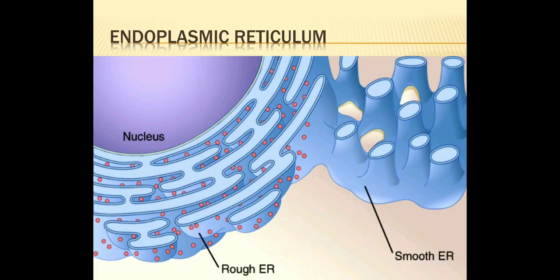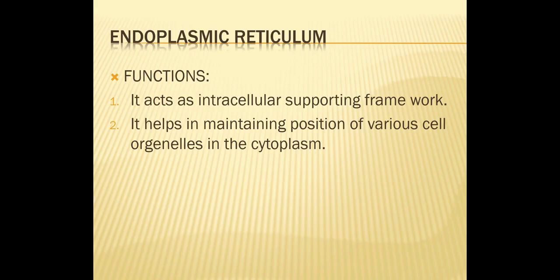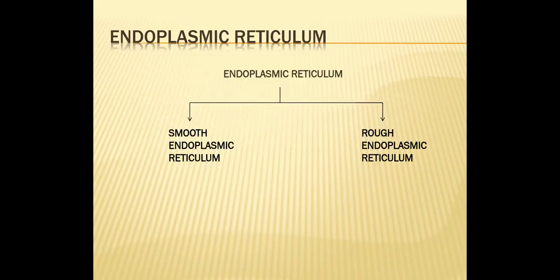Talking about functions of endoplasmic reticulum, you will find it acts as an intracellular supporting framework. It helps in maintaining positions of various cell organelles in the cytoplasm. These are the main functions of endoplasmic reticulum. And endoplasmic reticulum is divided into two different types, as I told you, on the basis of presence or absence of ribosomes. One is smooth endoplasmic reticulum, and the other one is rough endoplasmic reticulum.